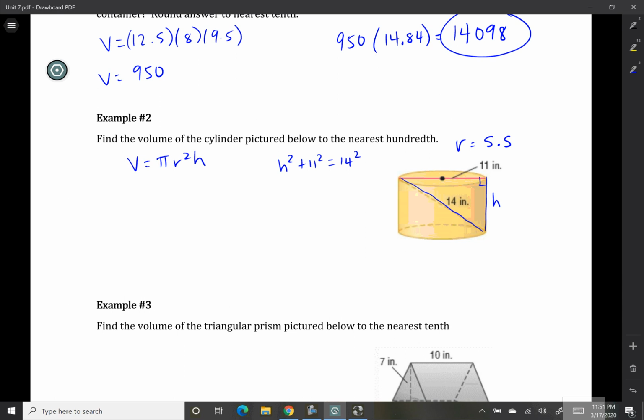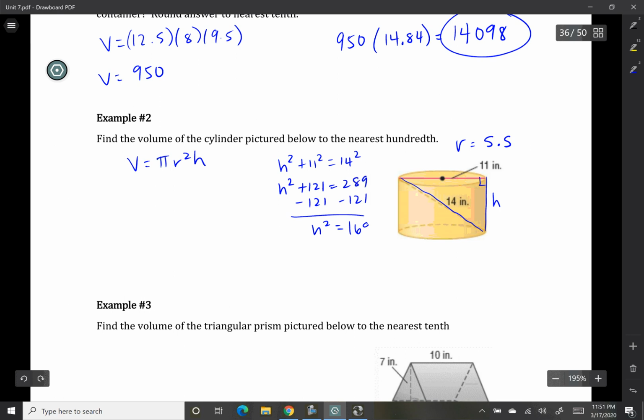So if we do some algebra here, do some subtraction. So if I do 289 minus 121, we get 168. So the height is equal to the square root of 168.